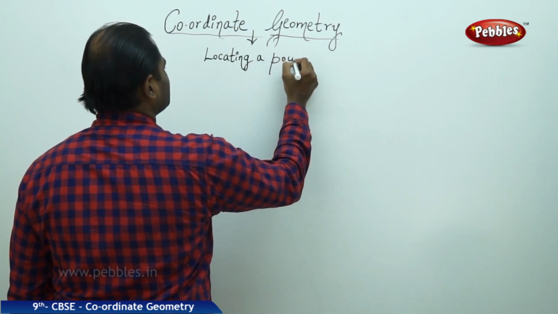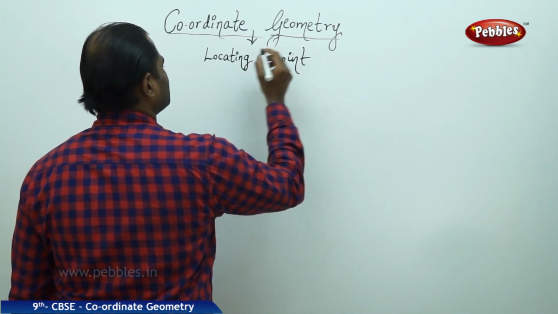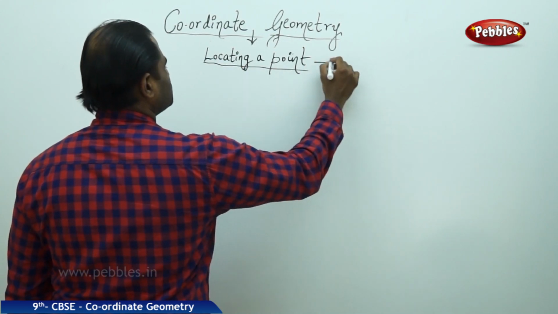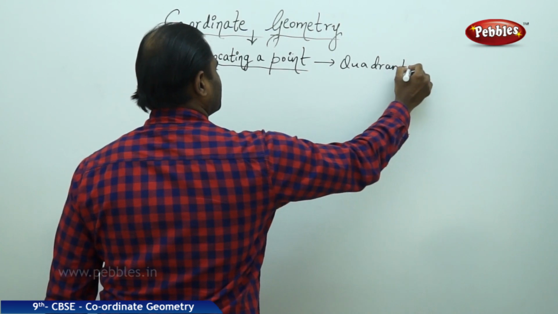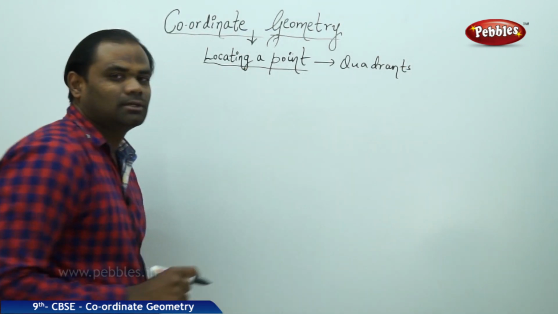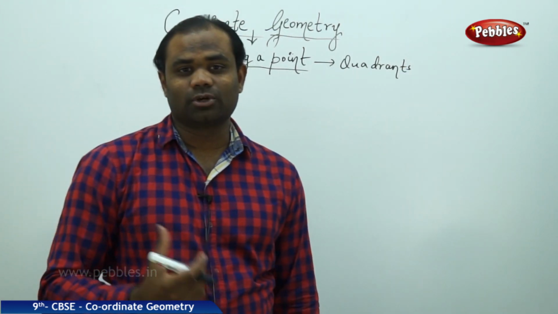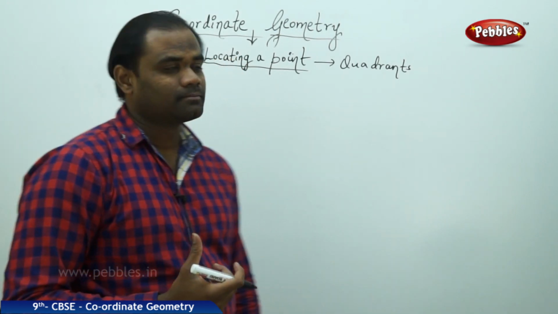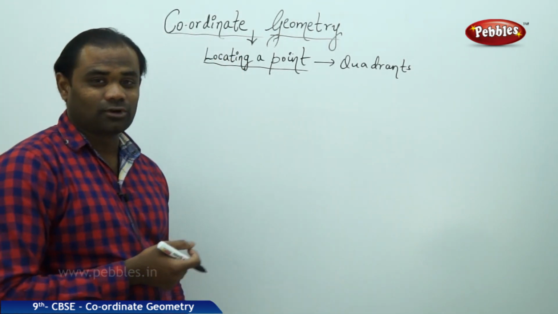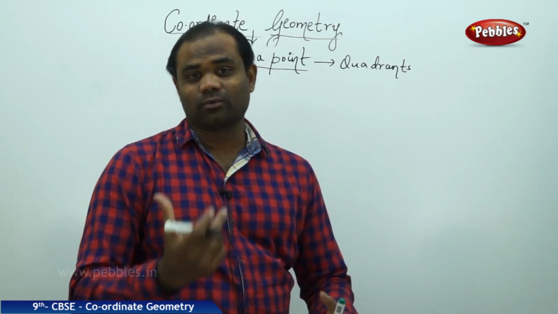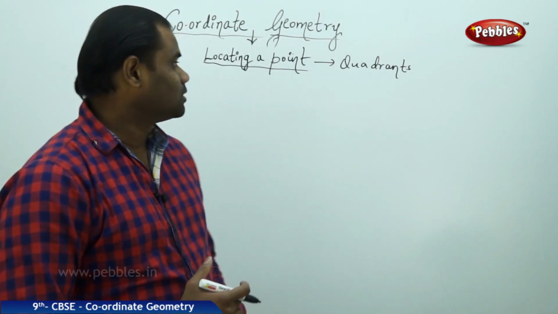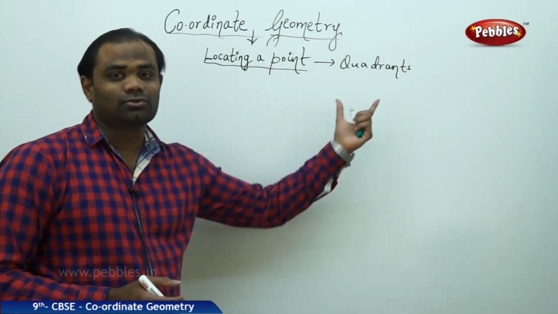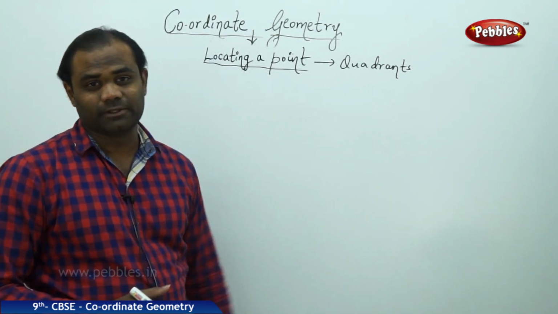Locating a point using quadrants is what we deal with once the topic of quadrants is learnt. So now that we know the rules of each of the quadrants, quadrant 1, quadrant 2, quadrant 3 and quadrant 4, next comes how we can locate through their own respective definitions.